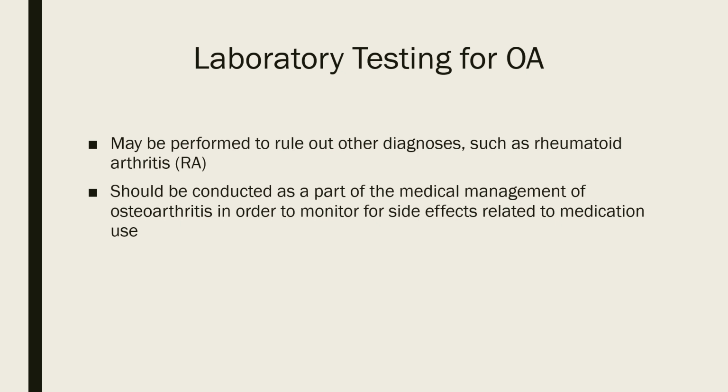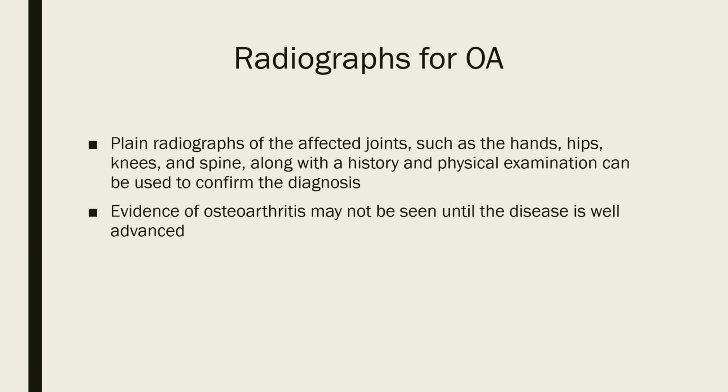Laboratory testing may be performed to rule out other diagnoses, such as rheumatoid arthritis, and laboratory testing should be conducted as a part of the medical management of osteoarthritis in order to monitor for side effects that may be related to medication use. Plain radiographs of the affected joints, such as the hands, the hips, the knees, and the spine, along with a history and physical examination, can be used to confirm the diagnosis. So evidence of osteoarthritis may not be seen until the disease is well advanced.